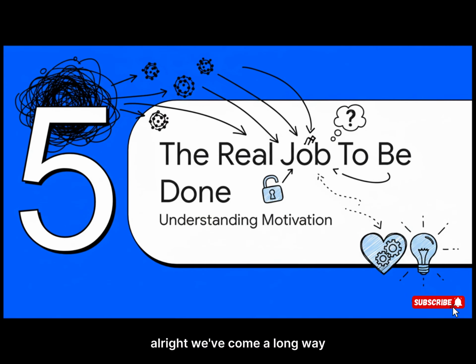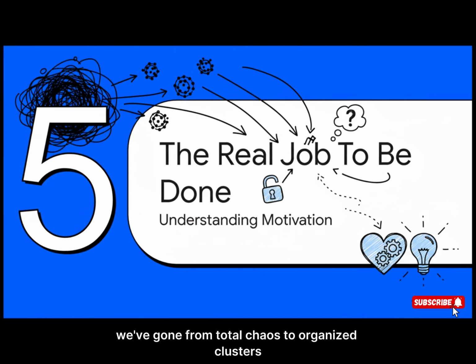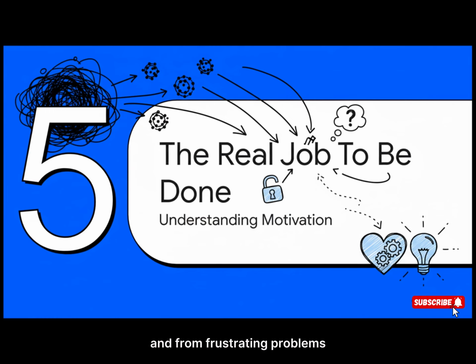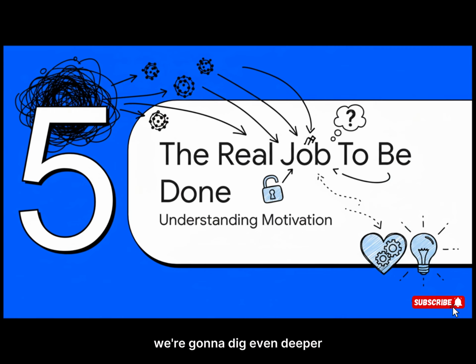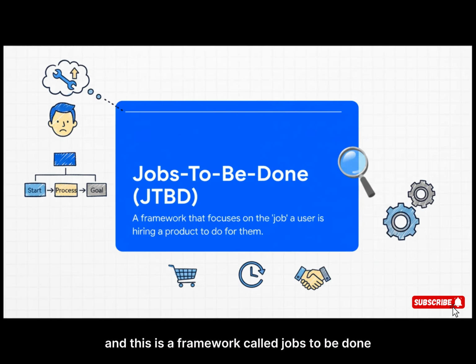All right, we've come a long way. We've gone from total chaos to organized clusters and from frustrating problems to exciting opportunities. But now we're going to take one last really crucial step. We're going to dig even deeper to understand the real reason a user is doing any of this in the first place. And this is a framework called Jobs to be Done, or JTBD for short, and it is a total mindset shift.